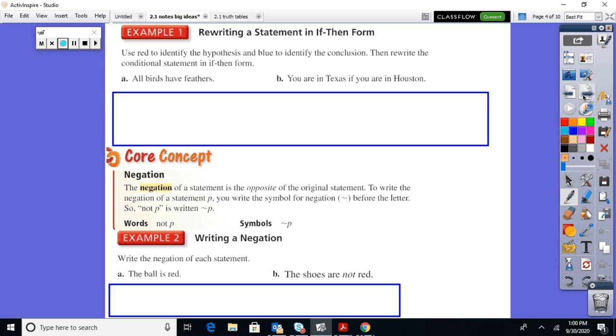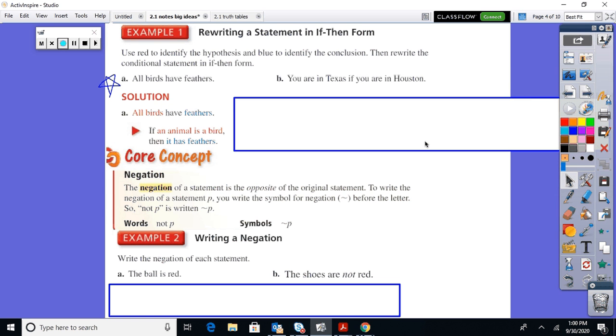First example is actually rewriting a statement in if-then form. So a statement could be like part A here, all birds have feathers. Well, how could we turn that into a conditional? If an animal is a bird, then it has feathers. So you add the if and the then, and it has to be logical. You can't say if all birds, then feathers. What is a bird? It's an animal, so refer to it in its proper form grammatically to make sense.